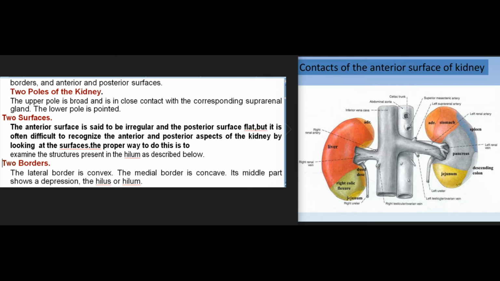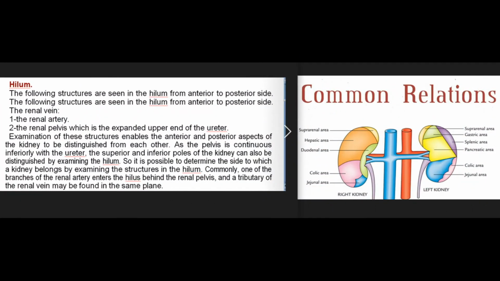Two borders. The lateral border is convex. The medial border is concave. Its middle part shows a depression, the hilus, or hilum. Hilum. The following structures are seen in the hilum from anterior to posterior side. 1. The renal vein. 2. The renal artery.